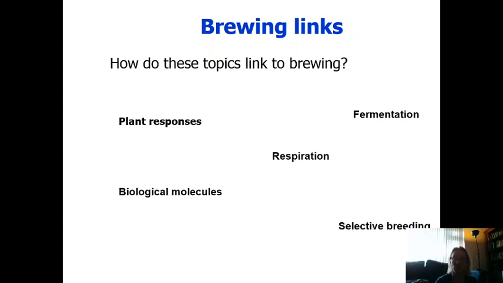So we've actually got lots and lots of links with brewing, because we thought about brewing as part of this biotech topic. Obviously, there are links with the use of enzymes. We've got links with the plant responses topic, biological molecules topic, respiration topic, fermentation topic, and the idea of selective breeding as well. So lots and lots of links with the brewing industry.